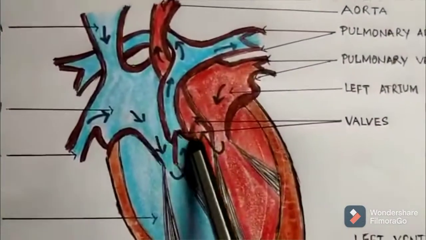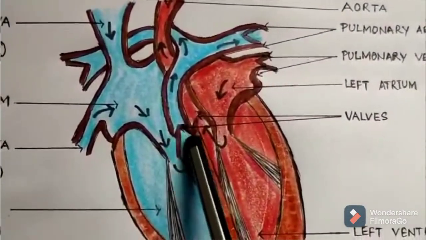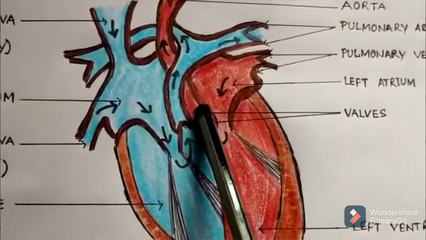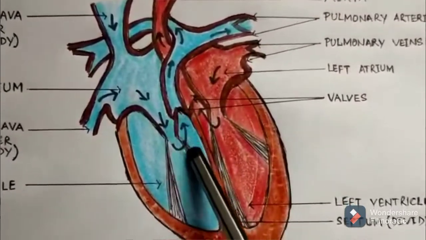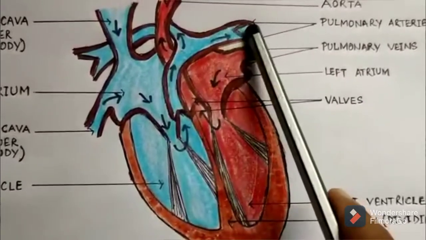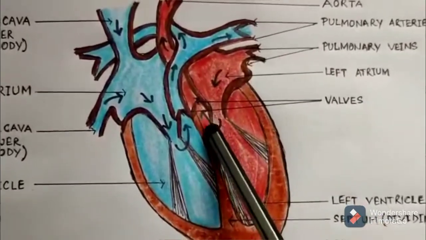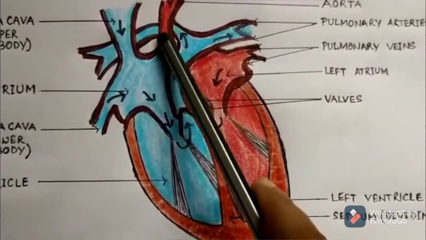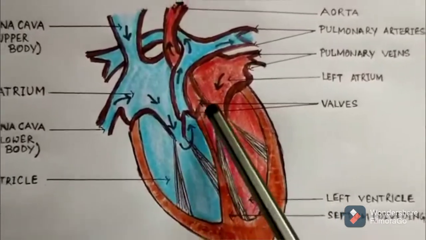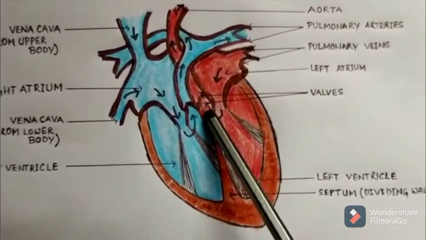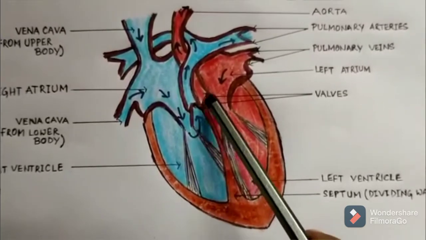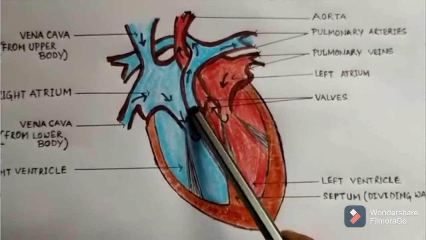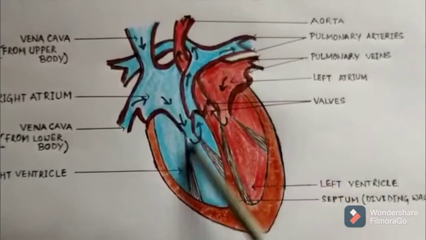You can see here how I have drawn. This you can see is the valve. Here there is another valve. Clear? This valve which you see is present in the pulmonary artery, and this valve which you see is present in the aorta. This is the aorta. These valves ensure that blood moves only in one direction, the forward direction, not in the backward direction.